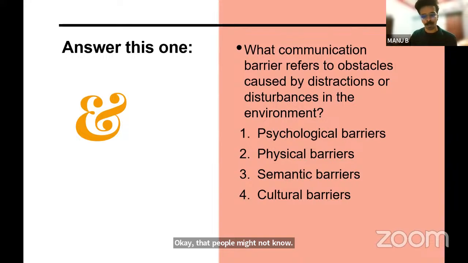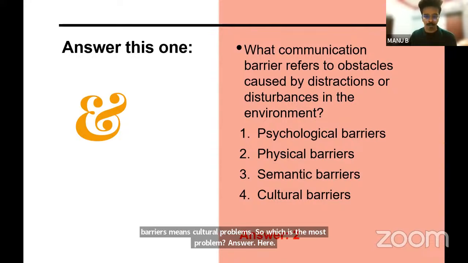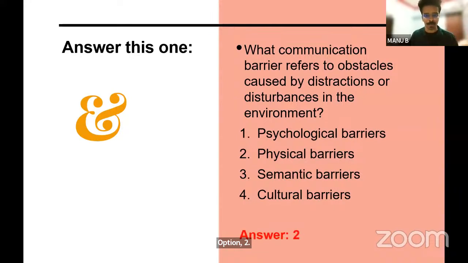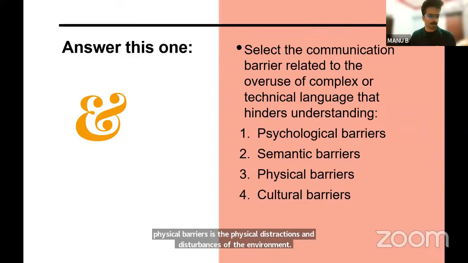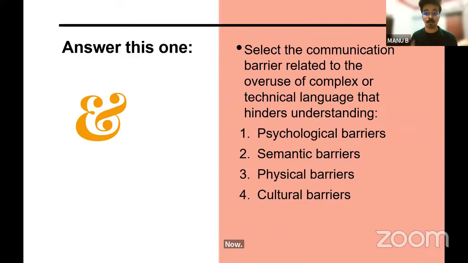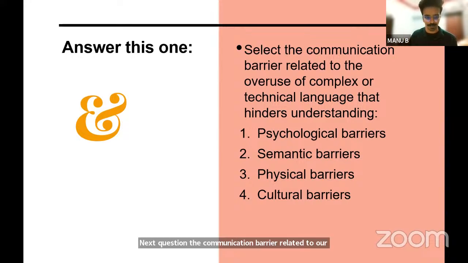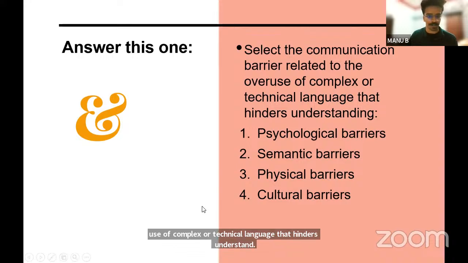Cultural barriers means cultural problems. So which is the most probable answer here? It's option two. Physical barriers is the physical distractions and disturbances of the environment. Now, next question. Select the communication barrier related to the overuse of complex or technical language that hinders understanding. I think this too you can answer.